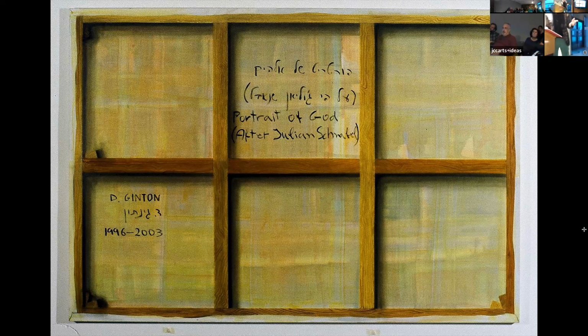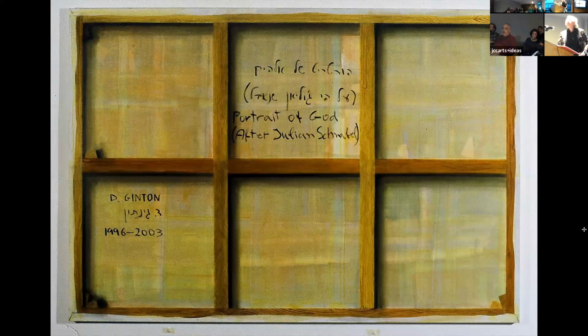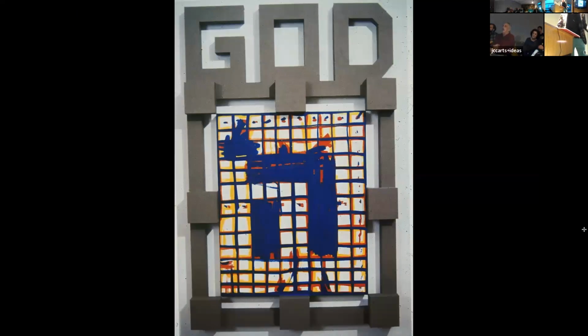You want to see God? Here is God. This is Julian Schnabel's portrait of God. But David Ginton wouldn't allow us even to see a reproduction of that.